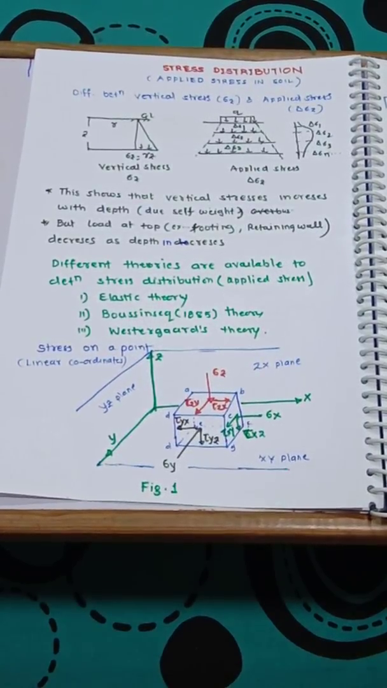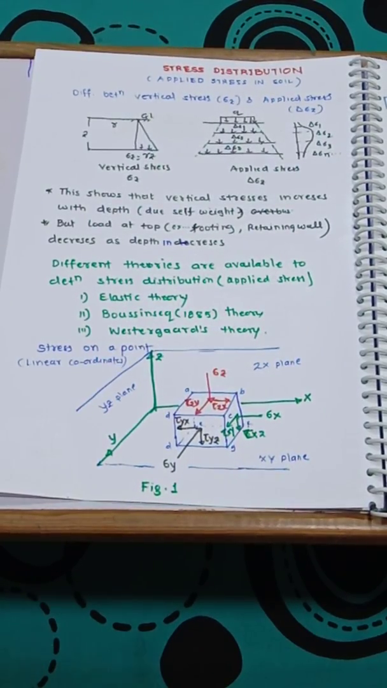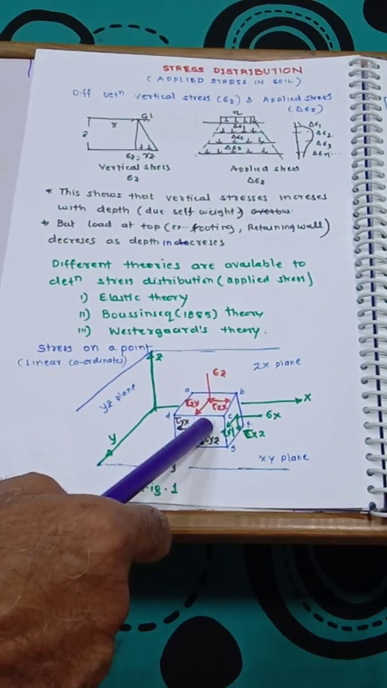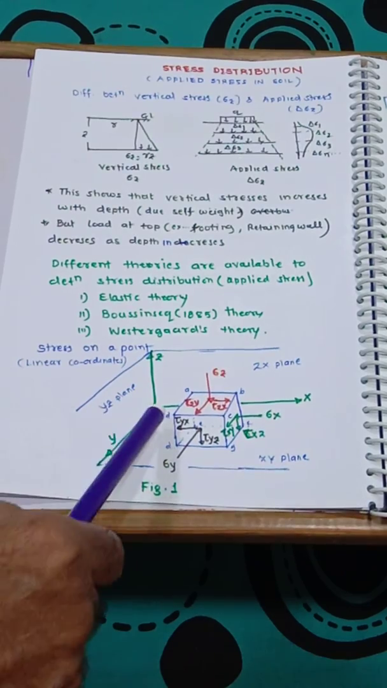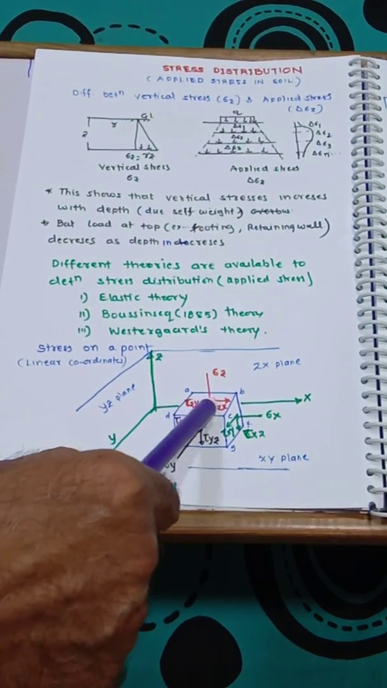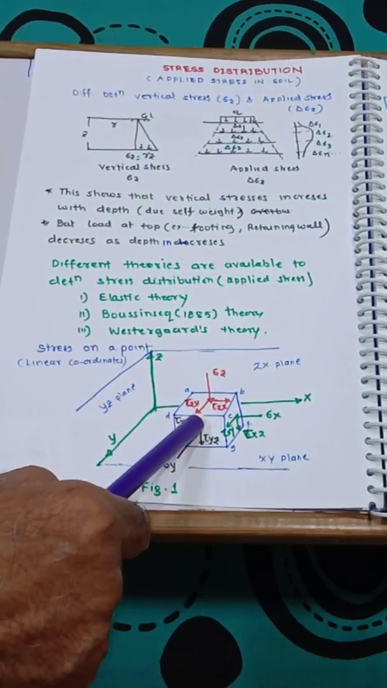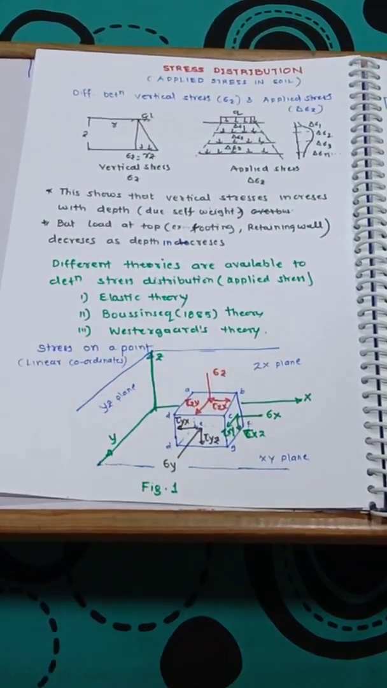Now, before we move on, we must go through how to designate the stresses at a particular point of a soil mass. Let us consider this is a surface and this is a small point, any point. It is represented by something like a cube, which is at a distance of x, a distance of y, and a distance of z. So the coordinate of the center of this element is x, y, z.